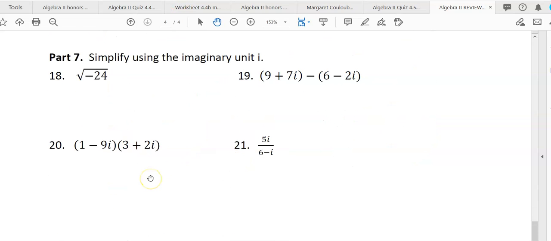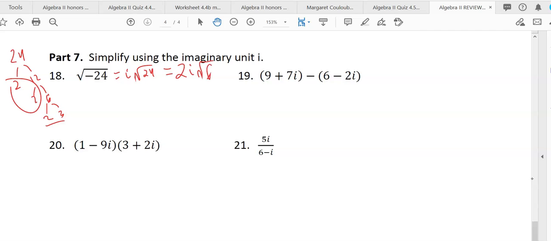And do some imaginary numbers. So this one, pull the i out first. So this is i times root 24. If you do a prime factorization of 24, that's 2 and 12, 2 and 6, 2 and 3. So 2 comes out with 6 left over inside. So this would be 2i root 6. I like to subtract these. So add negative plus. Okay, so 9 minus 6 is 3, 7i plus 2i plus 9.